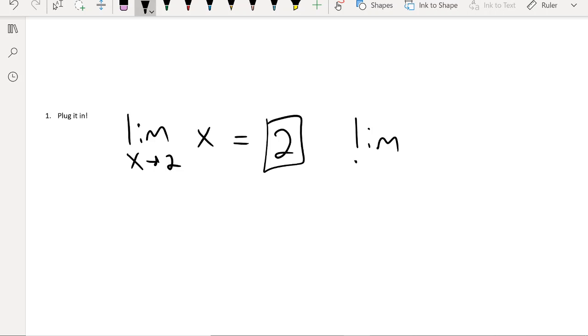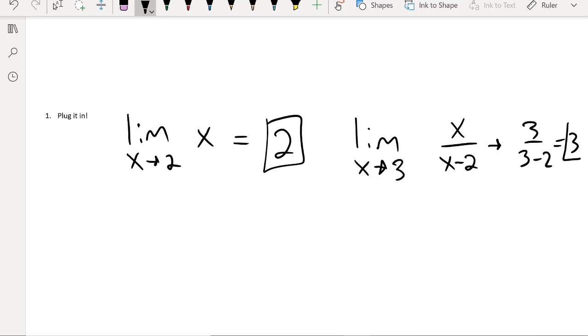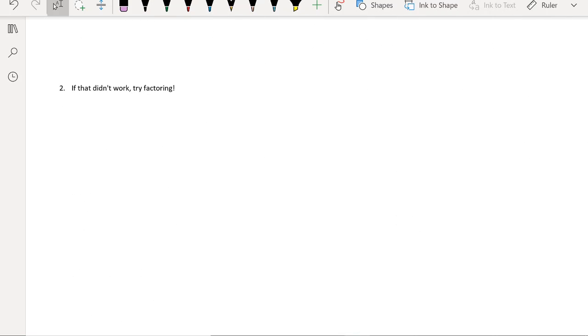Or let's say it was the limit as x approaches 3 of x over x minus 2. Make the numbers easy. If I plug in 3, I'd get 3 over 3 minus 2. Well, 3 minus 2 is 1, so that's 3 over 1, which is 3. So the answer is 3. And that's it. If you can plug it in, try to always plug it in first. But of course, it's not always going to be that easy. If it isn't, then the next thing you want to try is factoring.